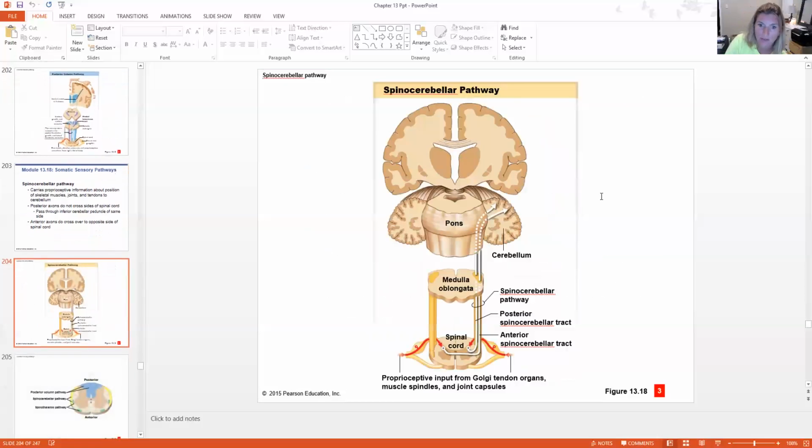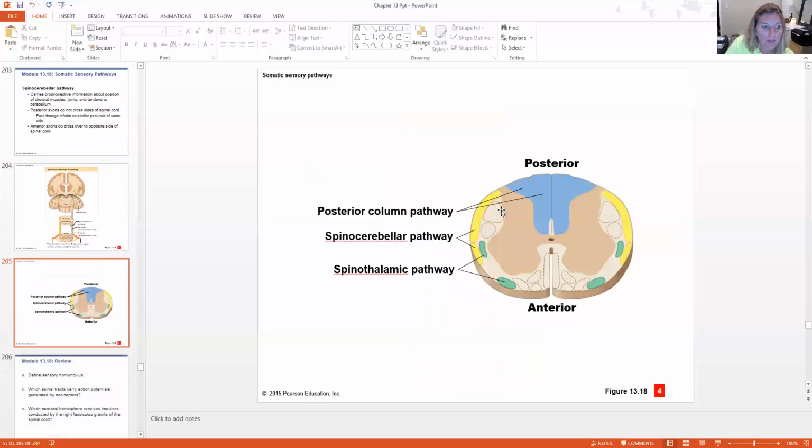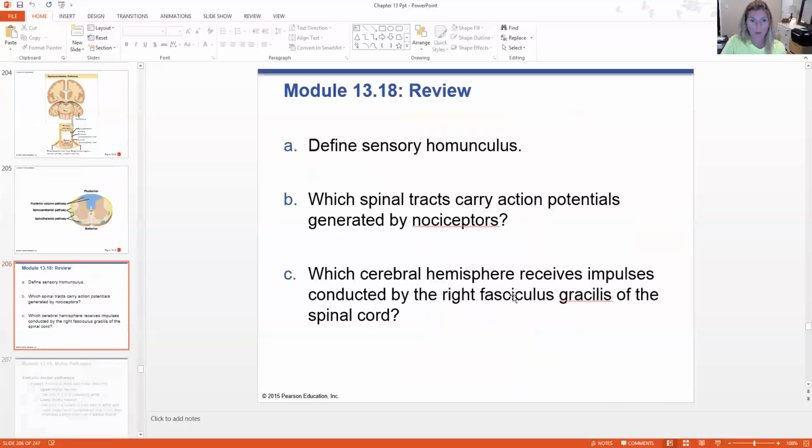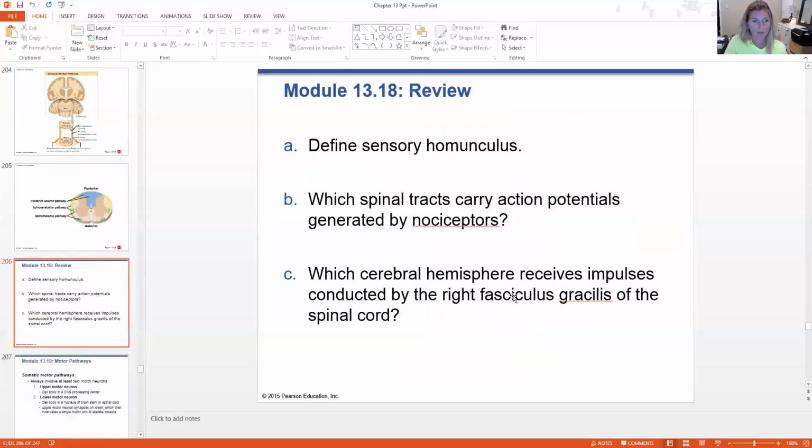So here you see some of this action coming in through either the joint capsules or Golgi tendon organs, etc. Coming into the spinal cord, synapsing with the second order neuron, taking that information up through the medulla oblongata into our cerebellum. Spinocerebellar pathway. Spine, cerebellum. It's not tricky. And then here you see some of the other pathways, that posterior column, spinocerebellar, spinothalamic pathways located on a cross-section of the spinal cord. You can pause the video here, go back and review.